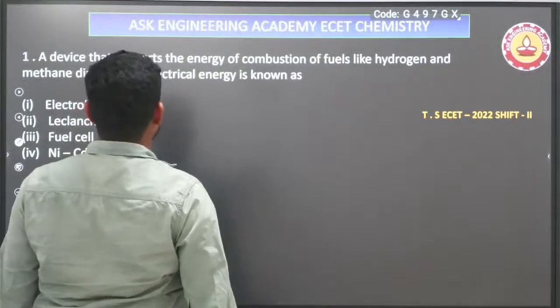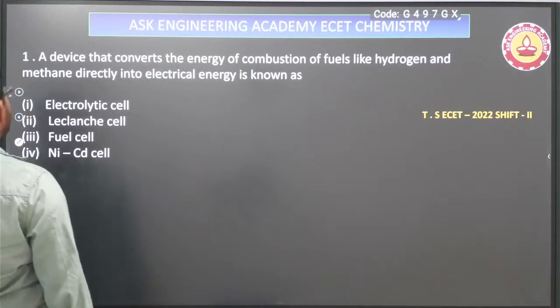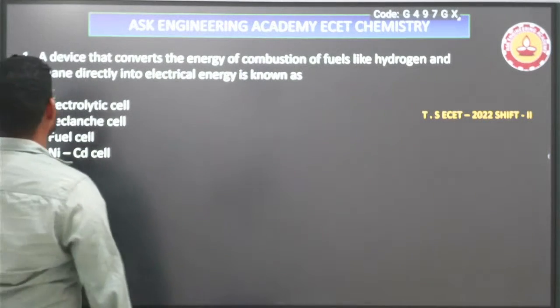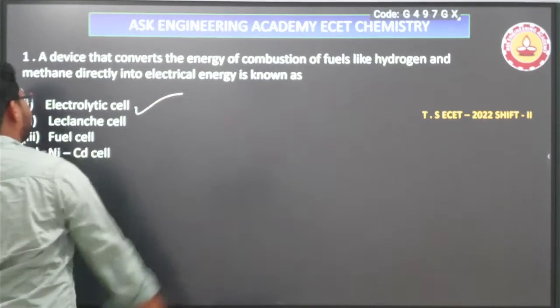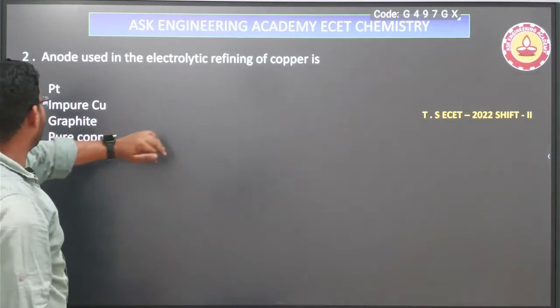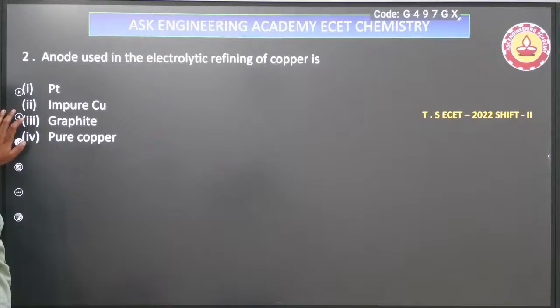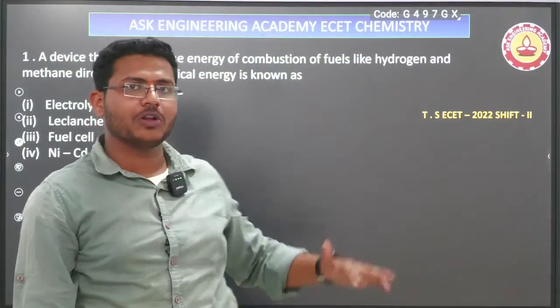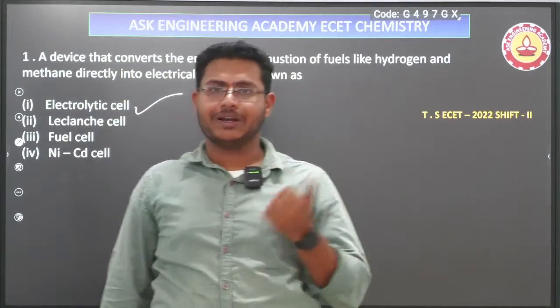A device that converts the energy of combustion of fuels like hydrogen and methane directly into electrical energy is called an electrolytic cell. Simple. Anode used in the electrolytic refining of copper: this we have not discussed yet. In the upcoming sessions we are going to learn about all these things. So this is all about electrolysis.